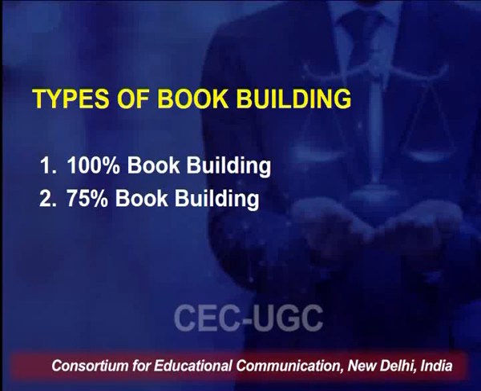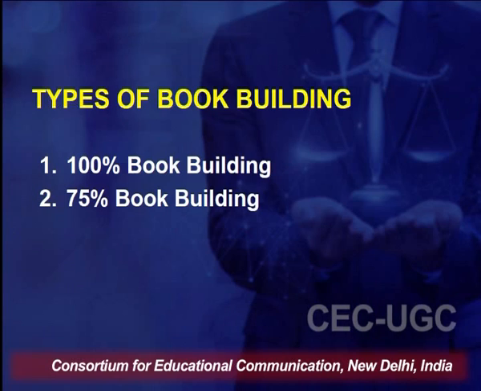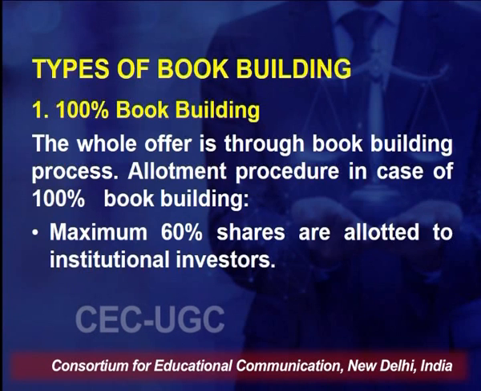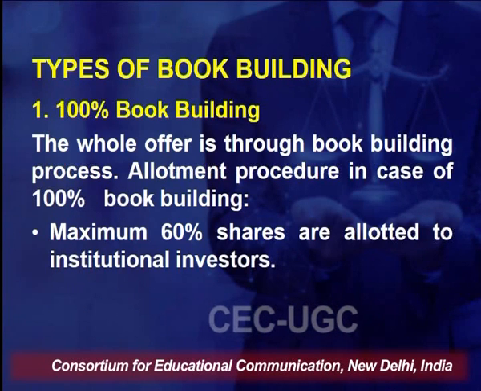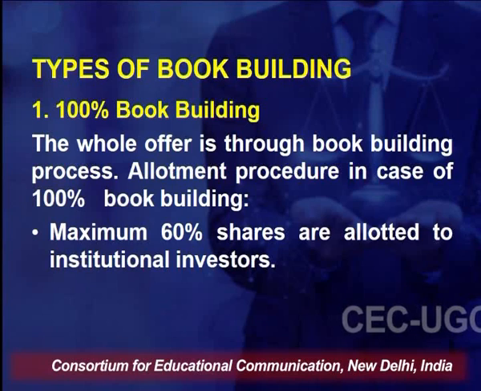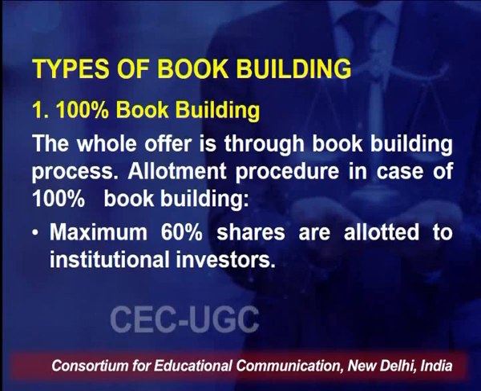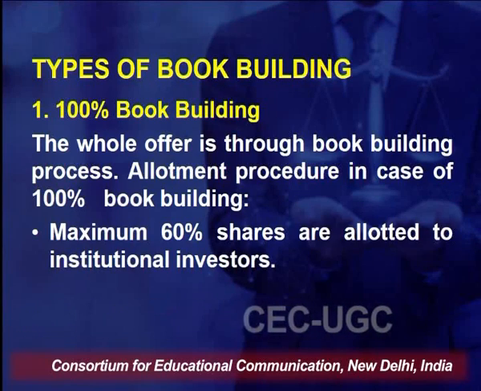Then there are 2 types of book building. One is 100% book building and the other one is 75% book building. In case of 100% book building, the whole offer is through book building only. Allotment procedure in case of 100% book building is like maximum 60% shares are allotted to institutional investors.